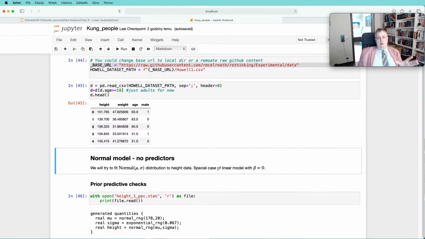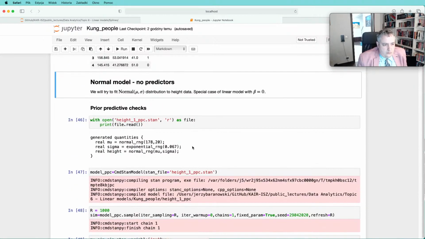We want our prior to be much broader than the actual data, but we want our prior to allow us to obtain the real data. So we have our model, which we are compiling.